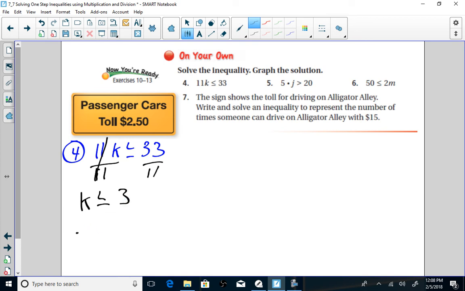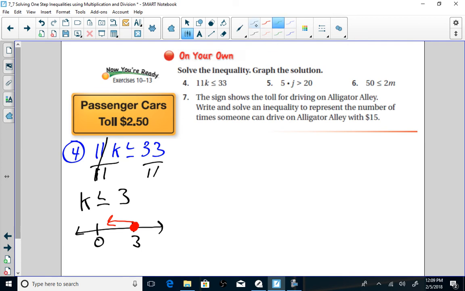3. If I'm graphing that solution, you guys know I always want you to locate 0. 3 is to the right of 0 on the number line. It's going to be a closed circle because it's less than or equal to. And our solutions are going to go to the left.